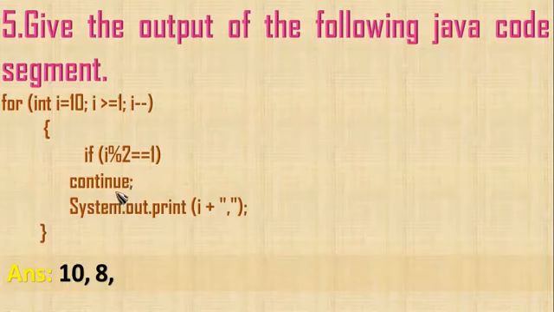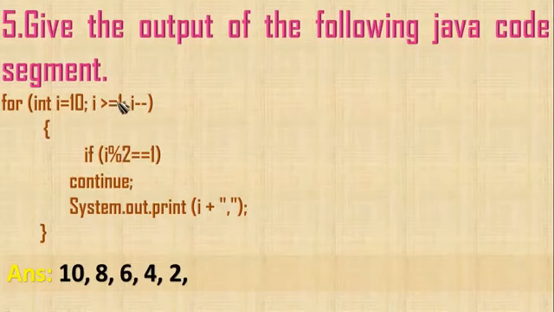Again, when it becomes 7, 7 mod 2 will be 1. So it will not get printed, it will continue to the loop. When it becomes 6, it will get printed. Same like that, it will be continuing up to 4, again 2. When it becomes 1, 1 mod 2 will be 1. So it will continue here.